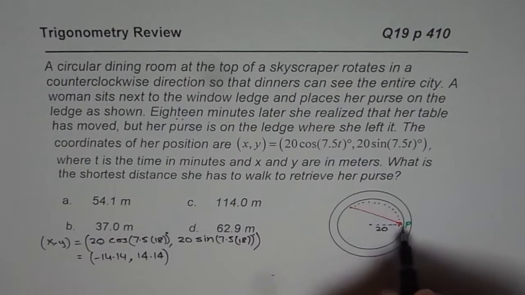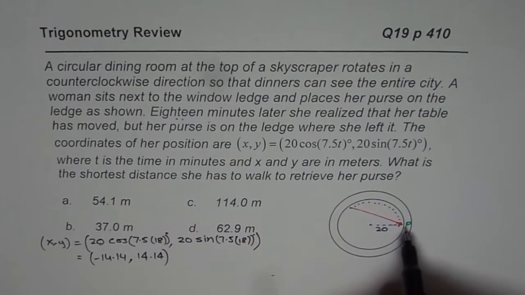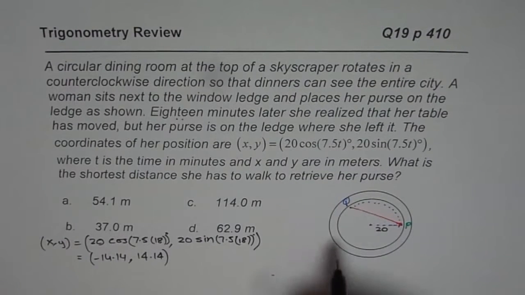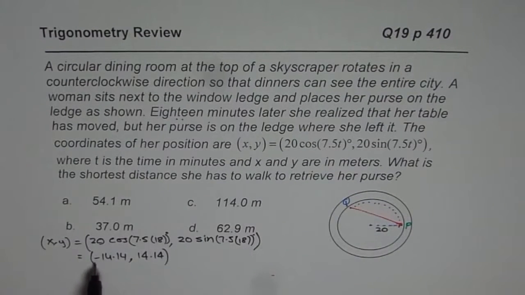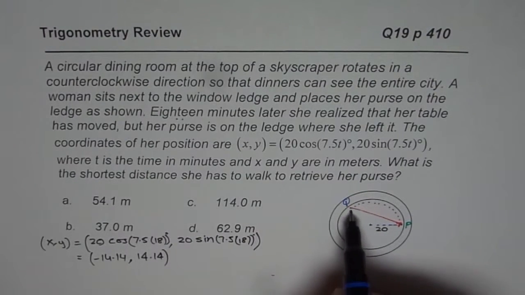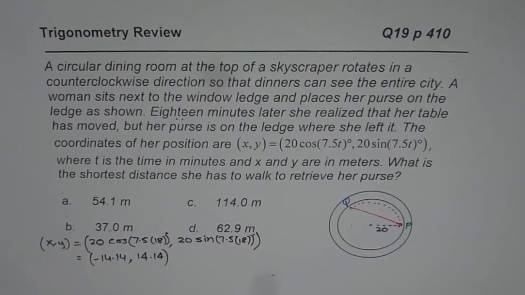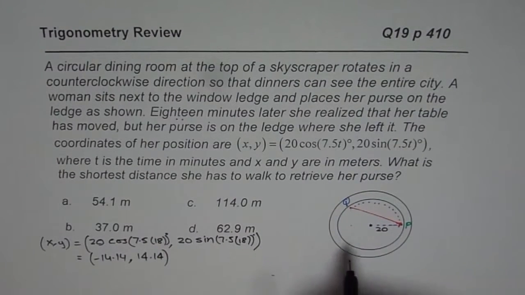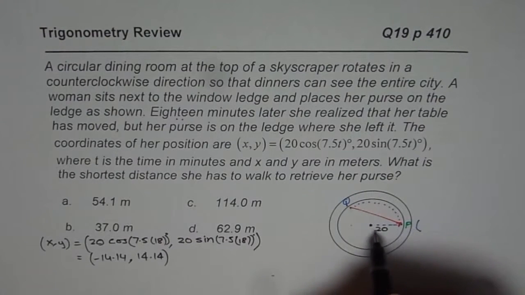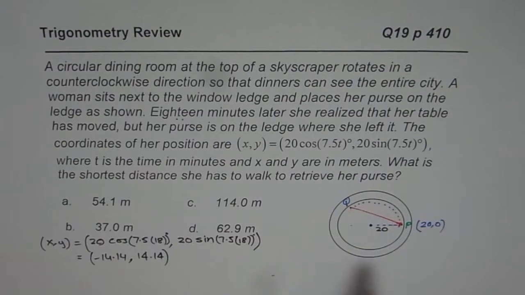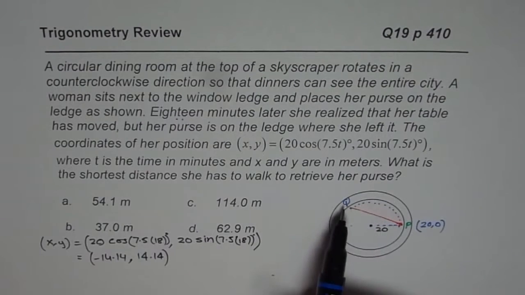The initial point, let us say the point is P, and here let me write the point as Q. Now point Q we found as minus 14.14, so that seems to be correct. Our diagram is also fitting the situation, right? That's great. Now we need to find this distance. Coordinates of point P, from here this is your center, the x value is 20 and the y value is 0. So basically you have to find the distance between P and Q.